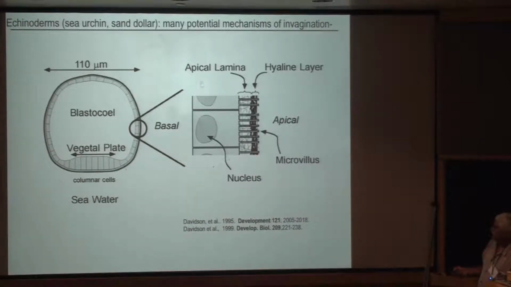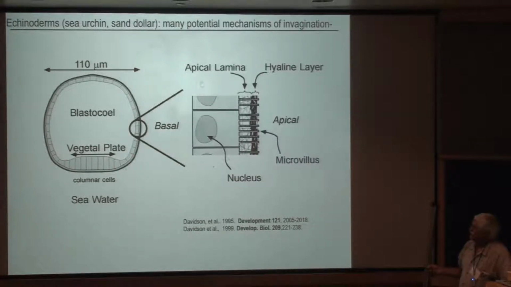Lance Davidson's coming down the line here a little bit, but what I want to point out here is he did some work that showed that there are many potential mechanisms of invagination, and a lot of them are cropping up now in various systems. This thing is a monolayer, very clear. Most of them are very clear, and at the vegetal plate here, it first thickens and it does that invagination, and then.